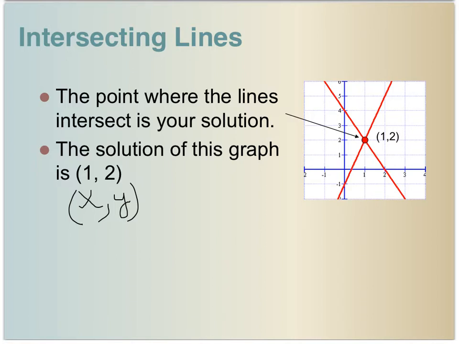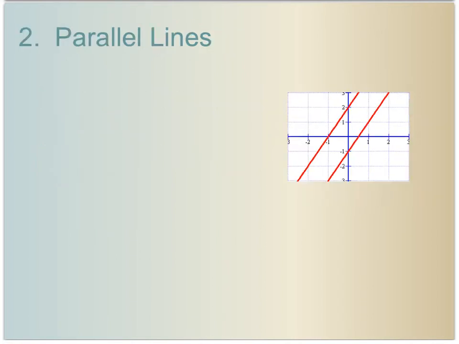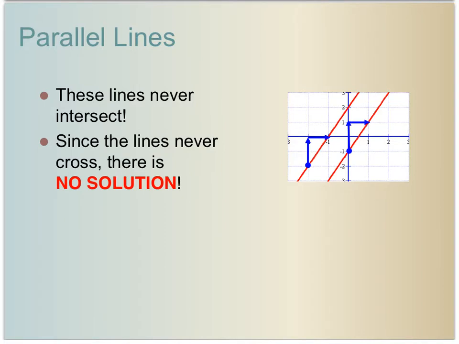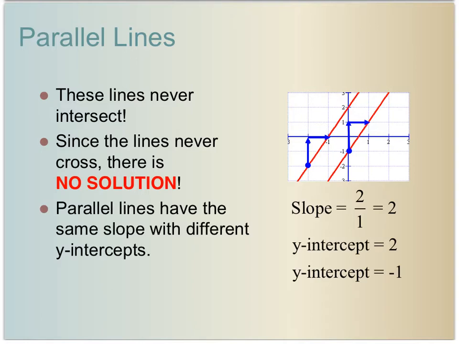The second situation is when you have parallel lines. The lines won't cross at all. In other words, they don't share any points at all. Never intersect. Since the lines never cross, we say that there is no solution. Remember, parallel lines have the same slope and different y-intercepts.